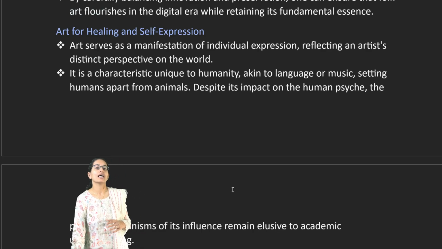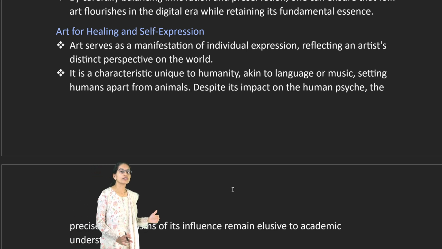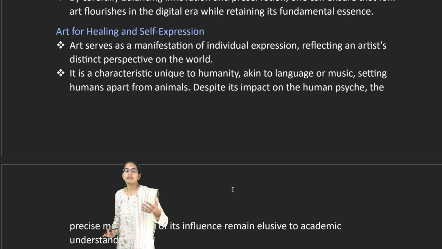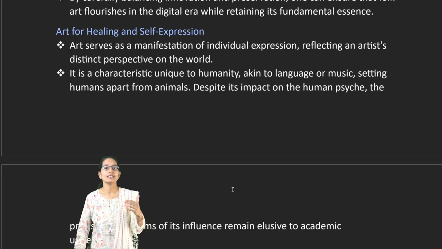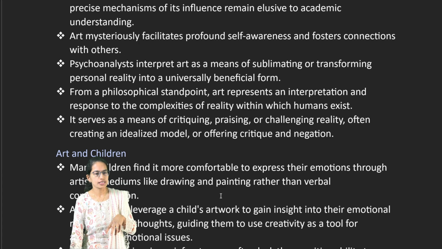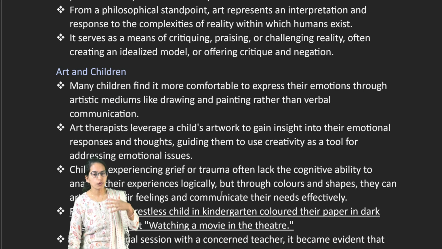The next is that art is again an important component for self-healing and expression. Now, when we talk about music, it is considered as one of the healers. It also helps to bring in self-awareness and have your own point of view.